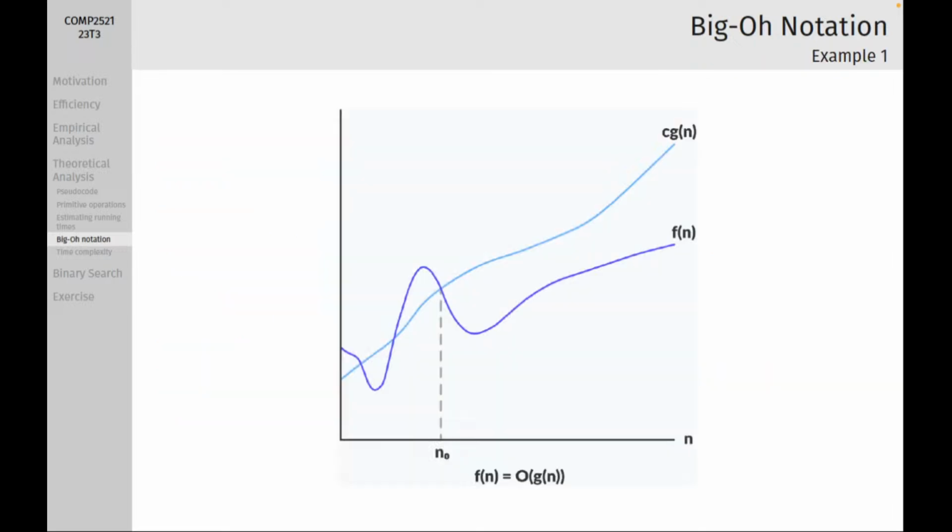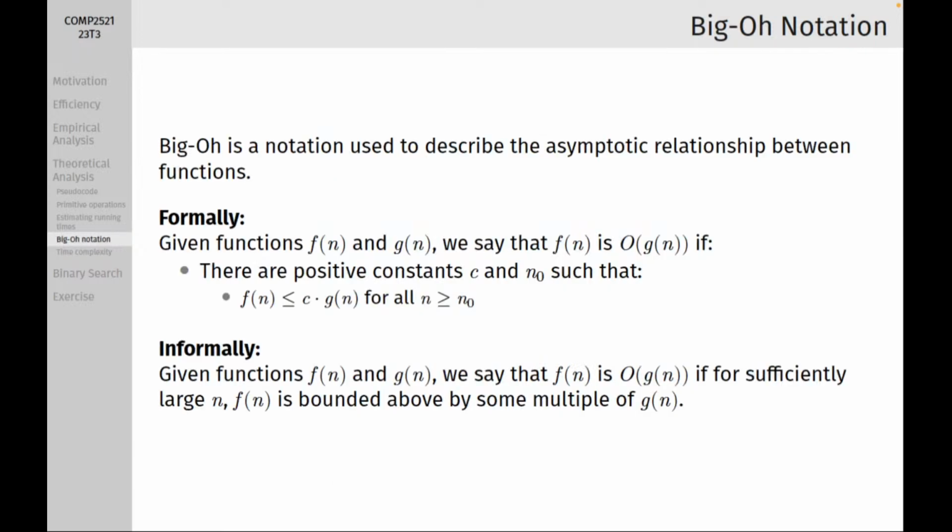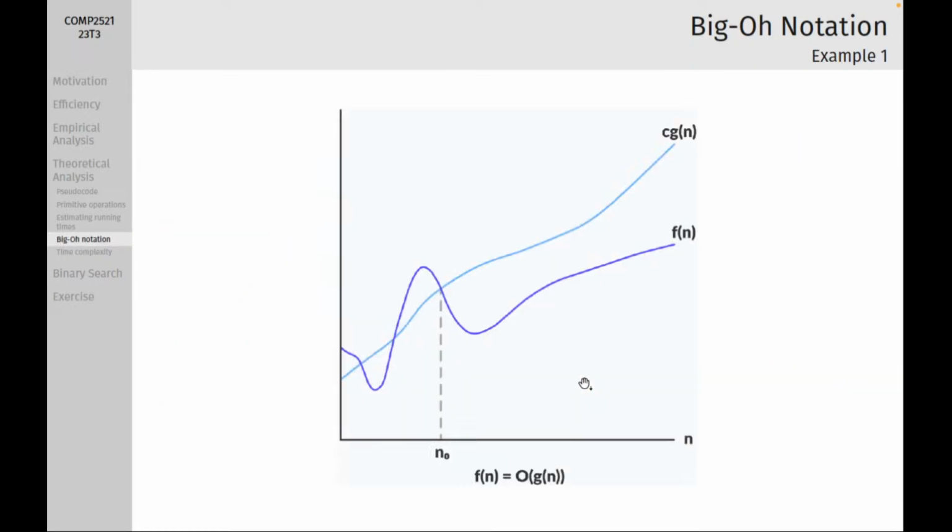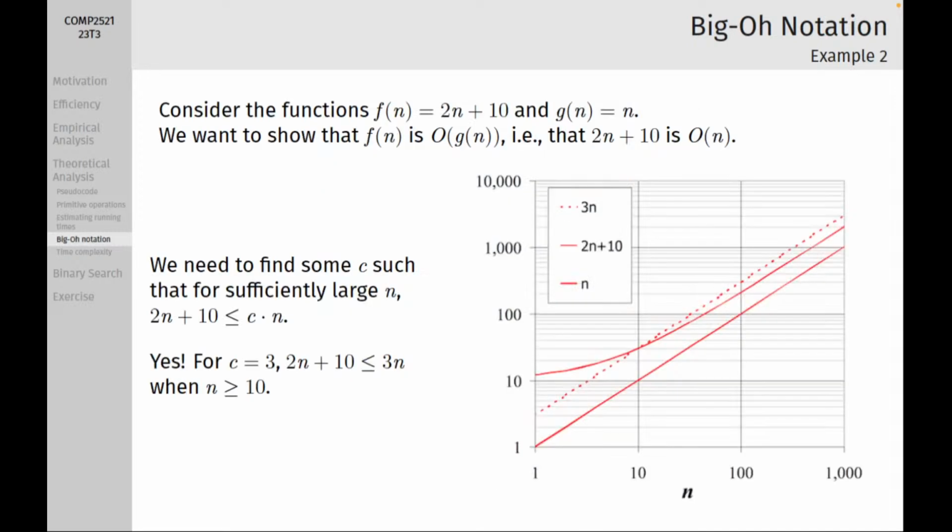So if we weren't allowed to multiply by a constant, then it's possible that g of n would end up lower than f of n. But since we're allowed to multiply by any constant that we want, we have chosen the constant which would allow f of n to be bounded above by c times g of n. So here we say that f of n is equal to big O of g of n. All right. So we'll go through a couple more examples.